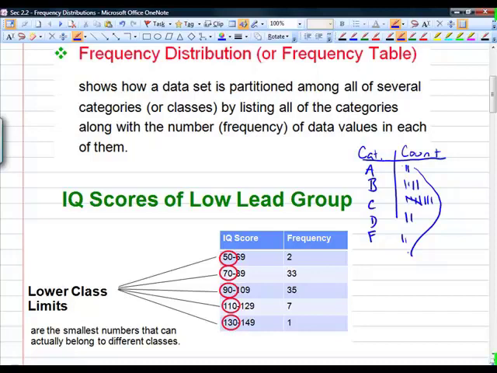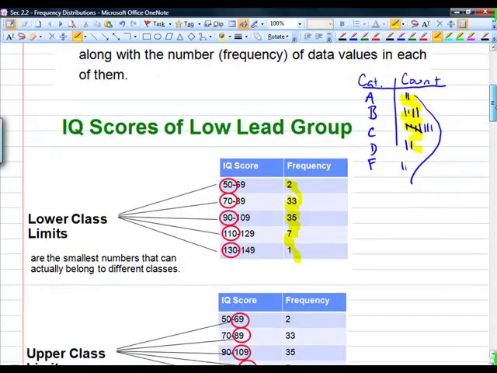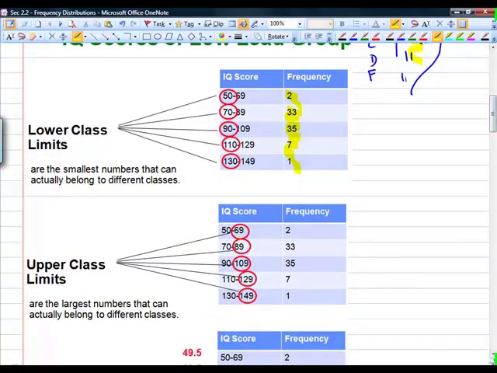This is an example of a frequency distribution, but instead of looking at these hash marks here, we're going to be looking at number summaries, count summaries. So here's an example of a table that shows the IQ scores of a group of people that had low lead exposure. These numbers that are highlighted in red right here are called the lower class limits. They're the smallest number that can actually belong to different classes, and the numbers over here on the right are the upper class limits. Notice there's no overlap. If this ends at 69, this next number cannot be 69 here, because if it were the same, then how would you know which row to put a score of 69 in?